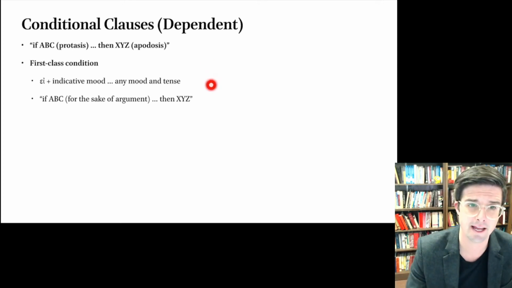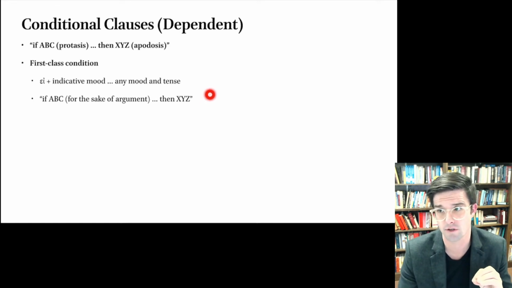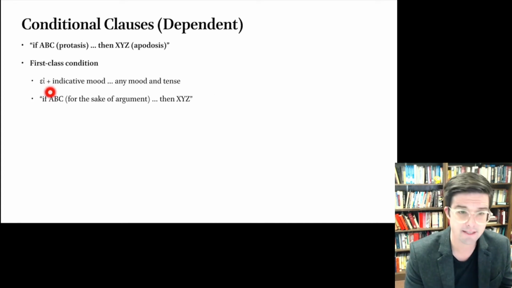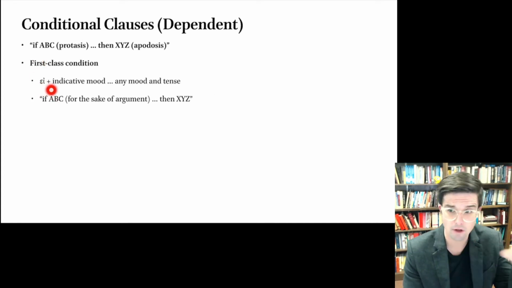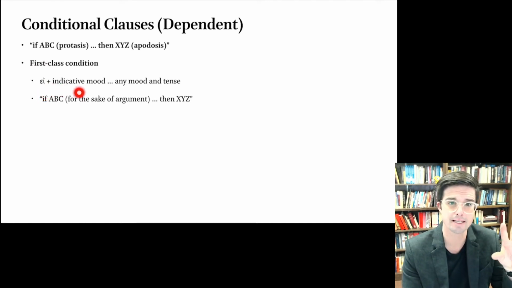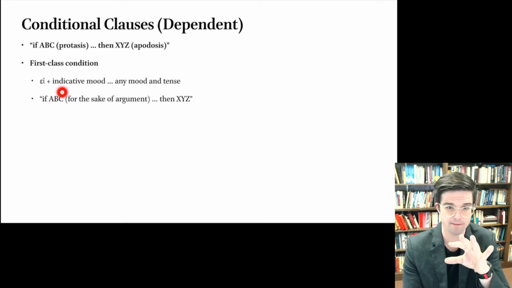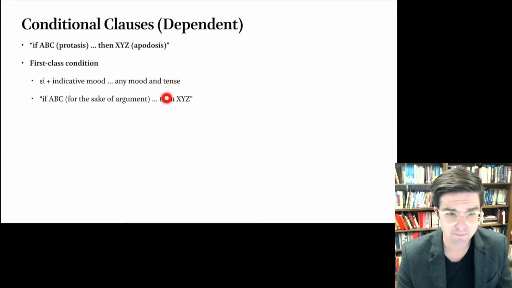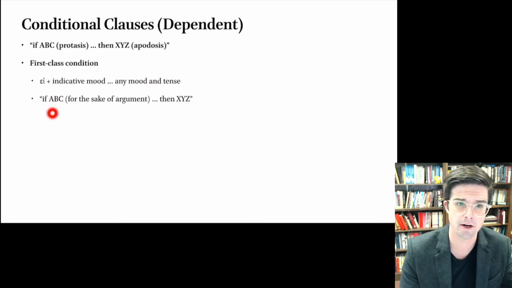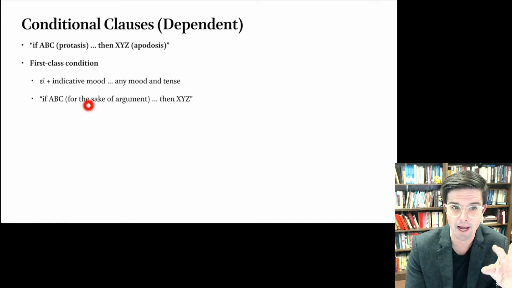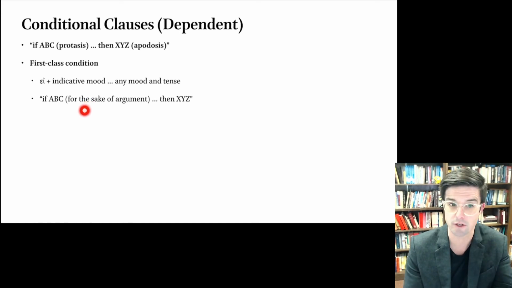The first, and this is one of the two most common kinds of conditionals in the Greek New Testament, is what's called a first-class conditional. In the protasis, that is the if clause, it's going to have ei plus the indicative mood. And then in the apodosis, it will have any mood or tense. When you see this, what is being assumed here is that the if statement is assumed for the sake of argument. It may or may not be true. It could go either way. But for the sake of the argument, we are going to assume this is true.